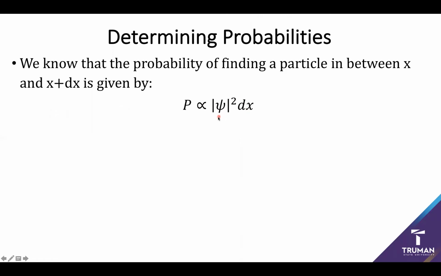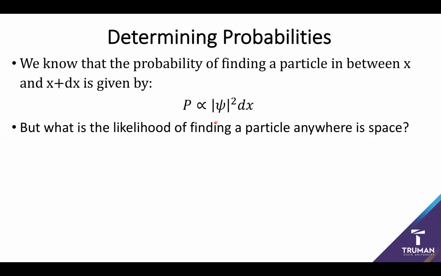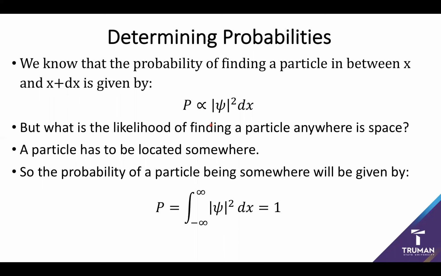But at this point, we need to take a step back and ask ourselves, what's the likelihood of finding a particle anywhere in space? If we integrate our system over all space, it turns out the particle has to be somewhere. So if the particle has to be somewhere, the total probability has to be 1. But this means we also have to integrate our system over indeed all space, so from negative infinity to infinity.